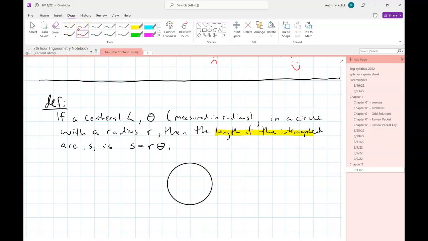Okay. So what is this saying here? Let's just draw a picture. So here's our central angle, BAC. So that's my theta. AB is my radius. And then BC is my arc length, the length of that intercepted arc. What we're saying is that that arc length can be found by doing R times theta, presuming that theta is written in radians.